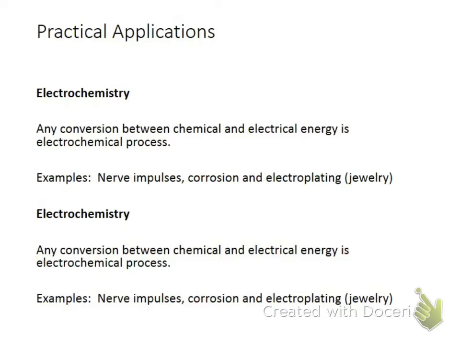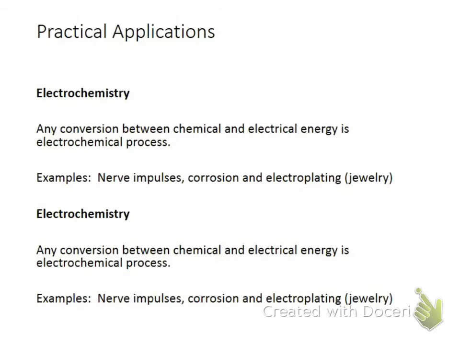Electrochemistry is what we're going to mainly be talking about today. That's what we're going to be doing tomorrow in the lab, some electrochemistry. And that is any conversion between chemical and electrical energy. It's an electrochemical process. Some of the examples in your body are nerve impulses. We have corrosion and electroplating. A lot of jewelry is electroplated, and so it makes it not turn yourself green or whatever.